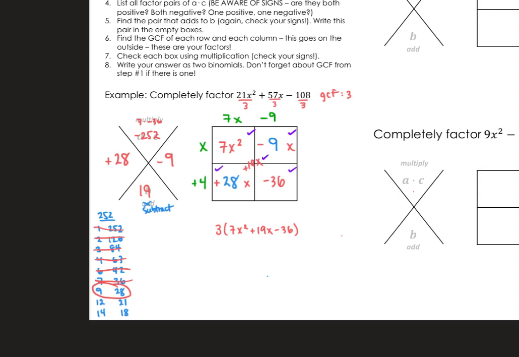Last thing we're going to do is write our answer as two binomials, and don't forget about the GCF. So our GCF is 3 out in front, and now we've broken down this quadratic into two factors, so 7x minus 9 and x plus 4.